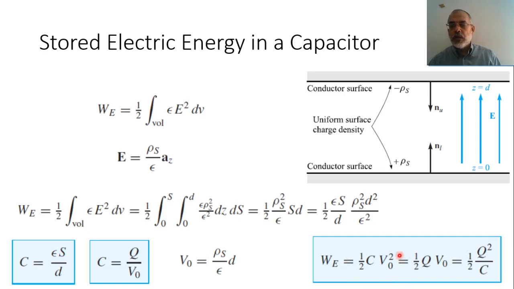Effectively, we are interested basically in this form. It is half the capacitance multiplied by the potential difference between the two plates, because effectively the potential is the quantity which can be measured physically. So the stored electric energy is half the capacitance multiplied by V squared. Okay.